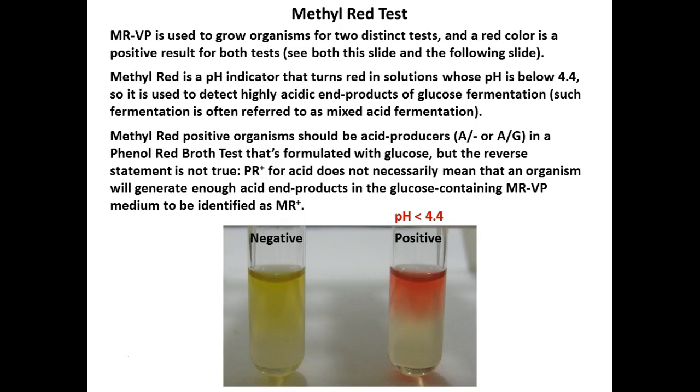Right, because the difference in these tests is that for methyl red, we're looking for mixed acids, for a lot of acid, which really lowers the pH very low, 4.4 or lower. Whereas with the phenol red test, we're just seeing if they ferment the sugar and produce some acid, right? And so the pH, again, is only slightly acidic there.